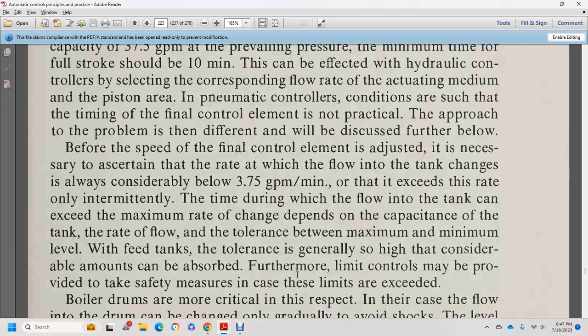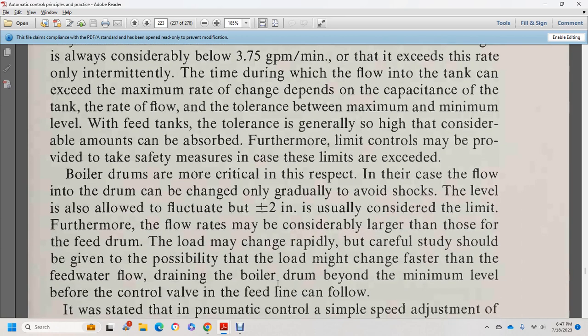Considerable amounts can be absorbed. Furthermore, limited control to provide a safety measure in this case is limited to tanks, as with boiler drums. It is more critical in the case of the flow and the drum, where the level is allowed to fluctuate only plus or minus 2 inches, usually considered the limit.